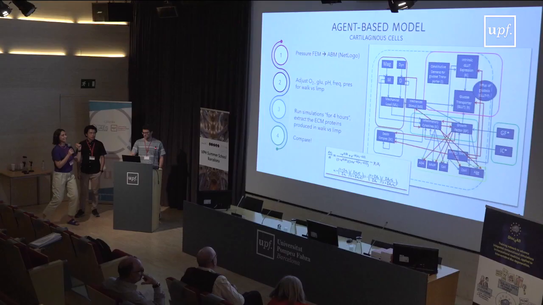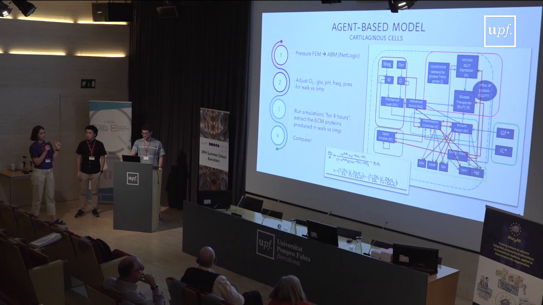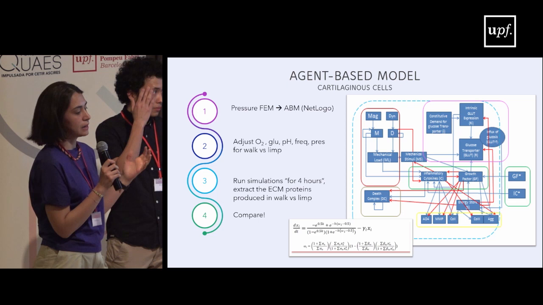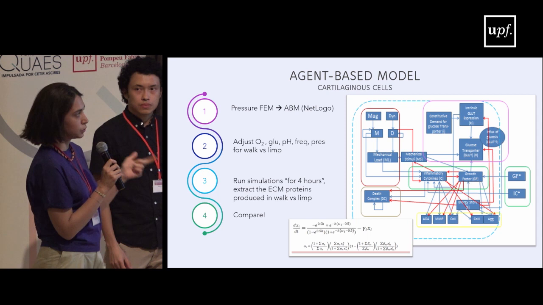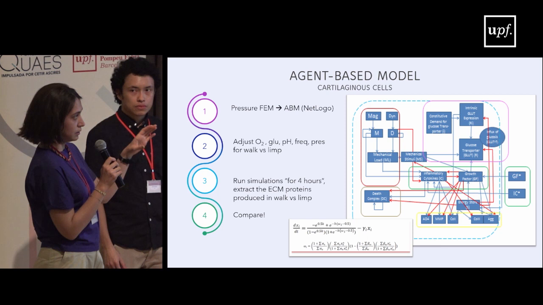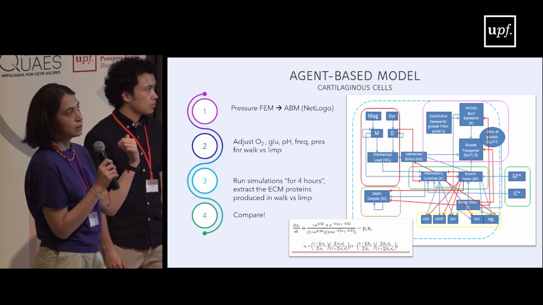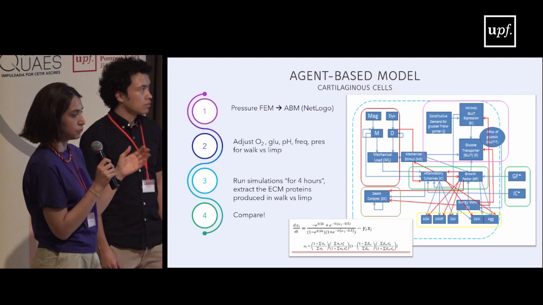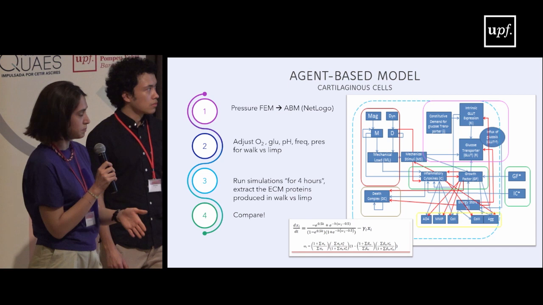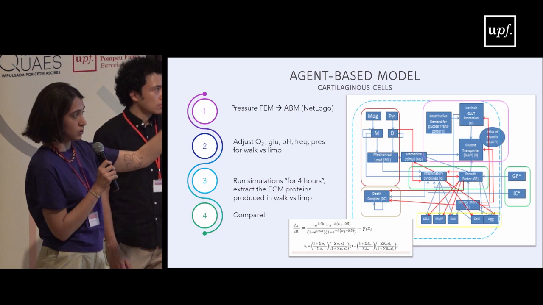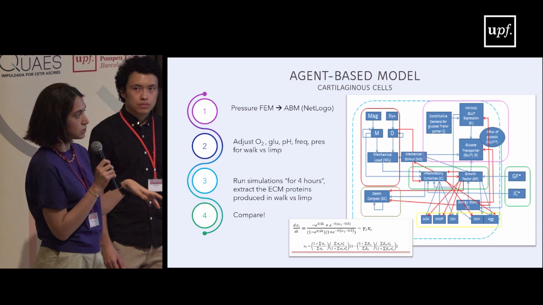We also adjusted the oxygen and glucose these cells received based on the condition that they experienced. So we assume that with limping, the cells would get less oxygen, less glucose, and would have a lower pH. So we adjusted these parameters, and we also adjusted the frequency of the force that they receive depending on walking versus limping observations from the first day, so from the movement analysis. And then we ran the simulations for a 4-hour period of force experienced by walking versus limping cells, and then we compare the results. But then we also use these types of equations, so ordinary differential equations of the Mendoza type, which was described by the previous group, so I'm not going to go into details about this.